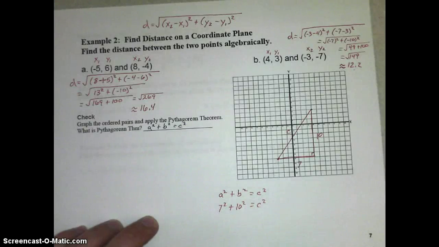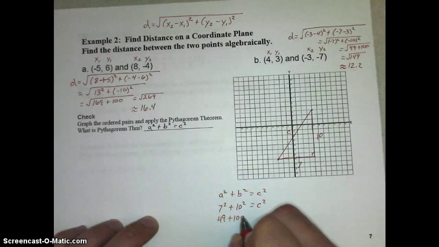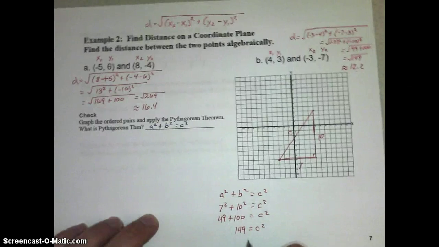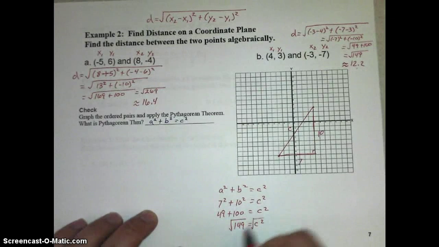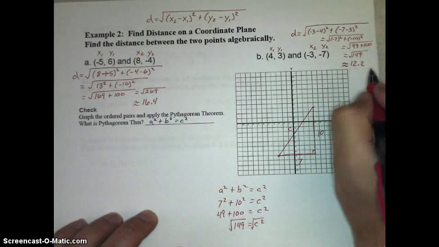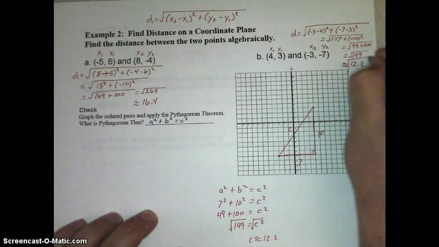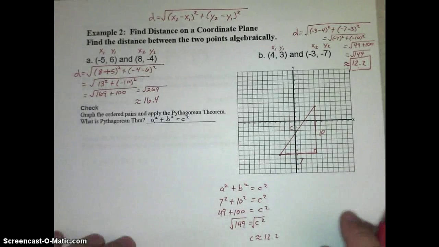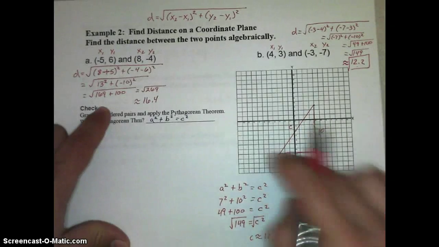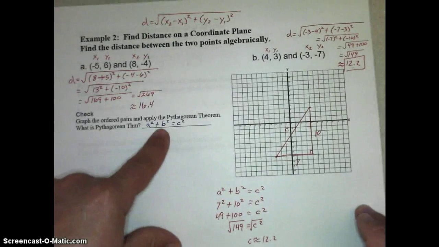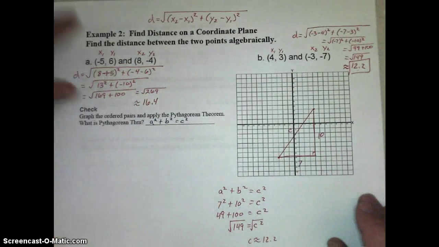We can find c by doing this. 7 squared is 49, 10 squared is 100. That's where our 49 plus 100 comes in, which is 149. And then to solve for c, we take the square root of both sides. Once again, the square root of 149 gives us 12.2. So that's how that works. You could check part A on your own the same way to make sure we've done it right, but it'll always work out that way. What this shows us is that the distance formula comes directly from our Pythagorean theorem in the coordinate plane.